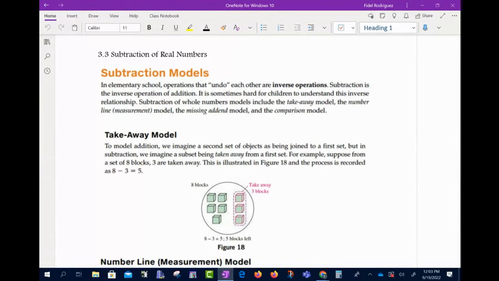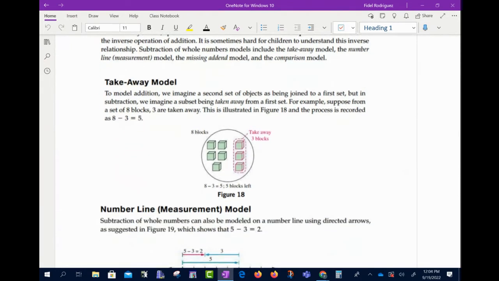So the takeaway model, it says to model addition, we imagine a second set of objects as being joined to the first set, but in subtraction, we imagine a subset being taken away from the first set. For example, suppose from the set of 8 blocks, 3 blocks are taken away. And so we're doing this kind of takeaway model, right? We have 8, we take away 3. How many are we left with? We're left with 5, right? That's the takeaway model. Again, stuff that we learned when we were in elementary school, but this is one of the models that we use for kids, right?